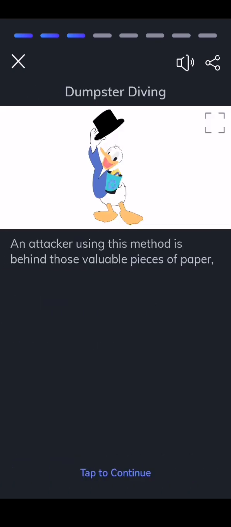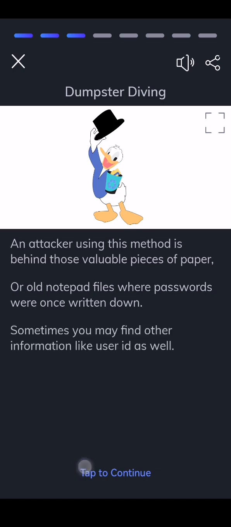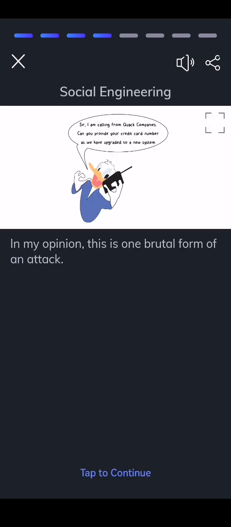An attacker using this method is behind those valuable pieces of paper or old notepad files where passwords were once written down. Sometimes you may find other information like user ID as well. That recycle bin is actually a goldmine. In my opinion, this is one brutal form of an attack.